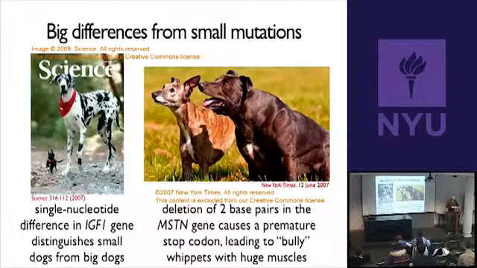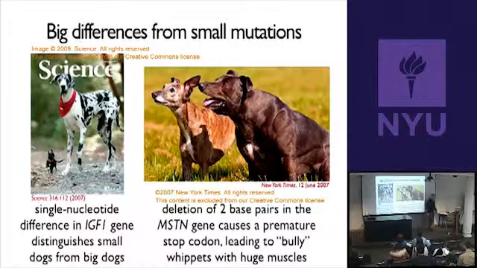Here's another example of just a change in 2 bases in one gene that causes a really, really dramatic phenotype. So this is a normal whippet dog, and this is what's called a bully whippet. For a reason you can probably understand, this dog is like this hulking muscular mass of a dog. The reason it's a hulking muscular mass is that 2 of the bases in one of its genes are missing. The gene is called myostatin.